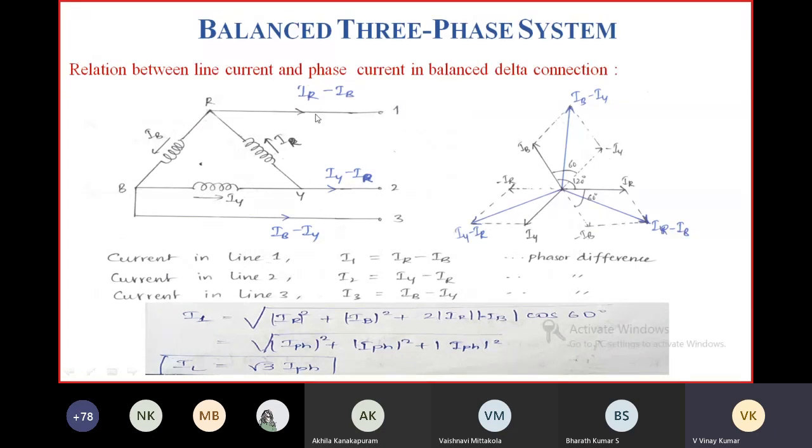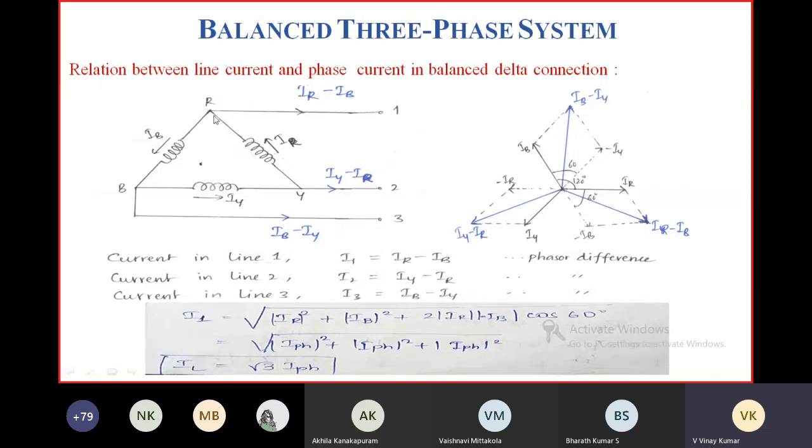Here the current which is going to the phase is phase current. IR, IY, IB are all phase currents. The current which is going through a phase is called phase current. The current which is going to this line is called line current.